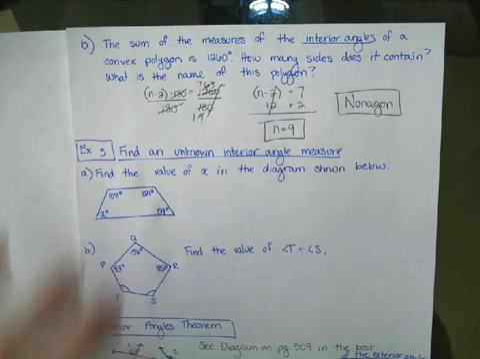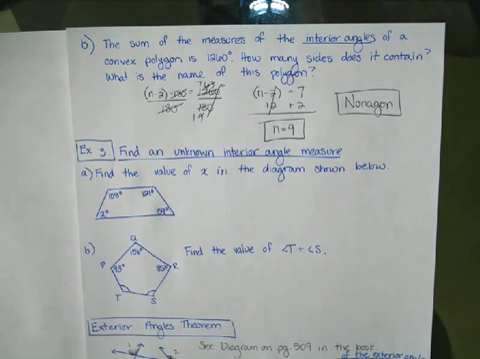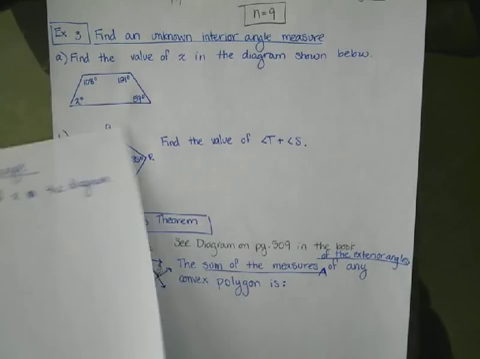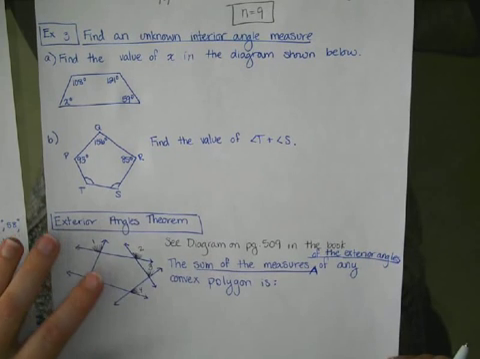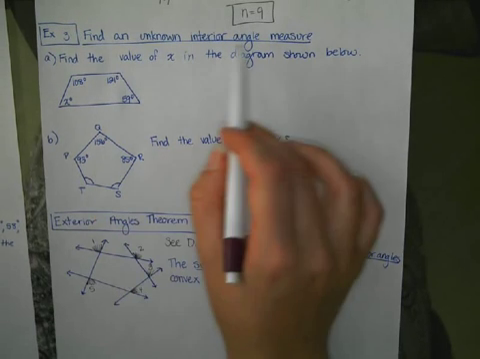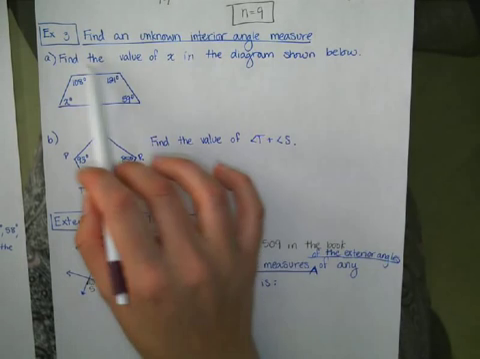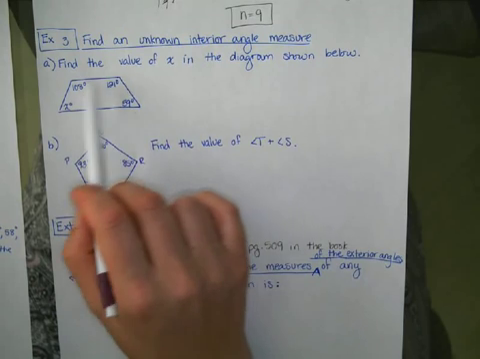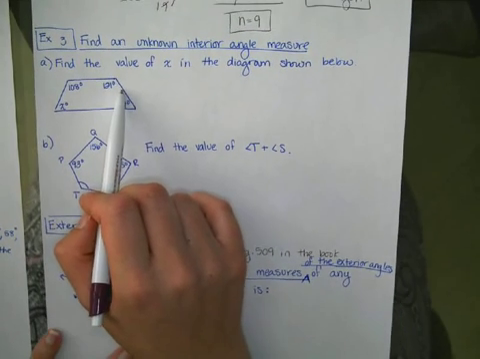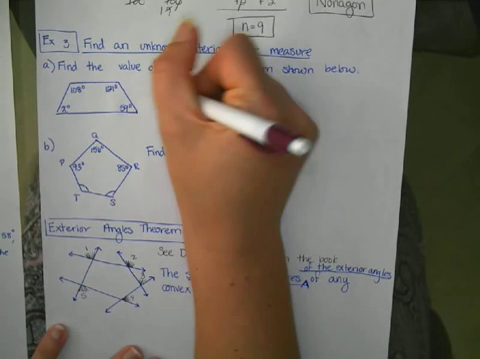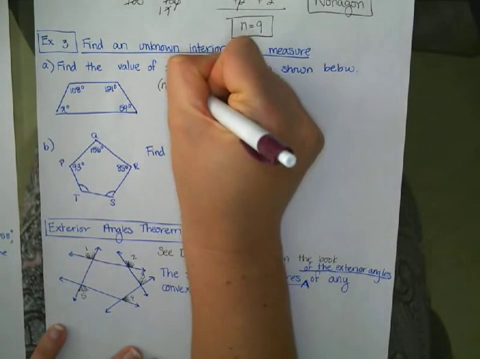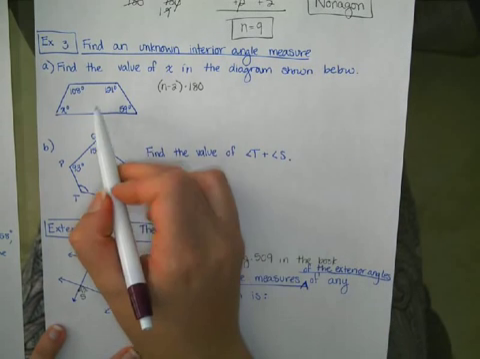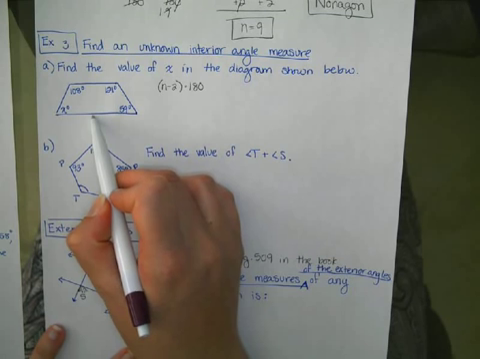Finding an unknown interior angle measure. So it says find the value of x in the diagram shown below. First of all, I need to know what these add up to be. So I've got to use my interior angle theorem formula. So I have n minus 2 times 180. That's going to give me what these should add up to be. Now I heard someone shout out, it's a quadrilateral, it should be 360. You're absolutely correct. So it should be 360, but if I didn't know that, I know there's 4 sides. So 4 minus 2 times 180, so 2 times 180, which is 360 degrees.